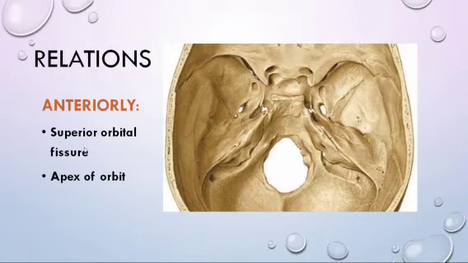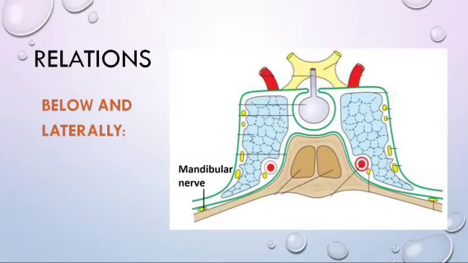Okay. Now come to the anterior relation. Anteriorly it is related to the superior orbital fissure and the apex of the orbit. So this opening here is the superior orbital fissure. Okay. So clear? Now I'll go on to the relation below and laterally. Below and laterally it is related to the mandibular nerve. The mandibular nerve is the third division of the trigeminal nerve.